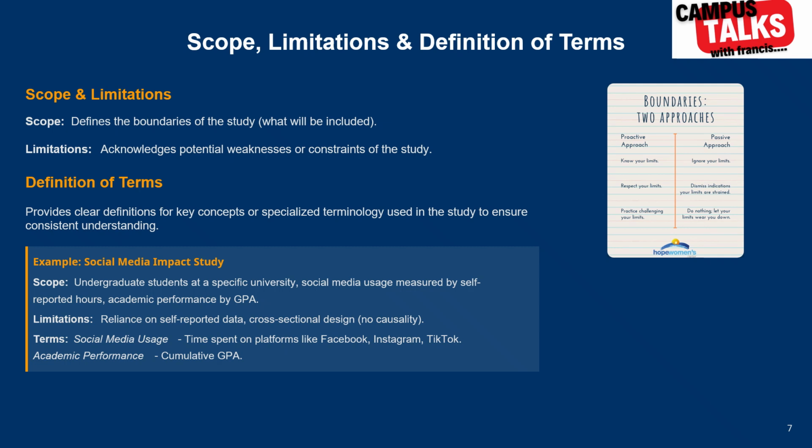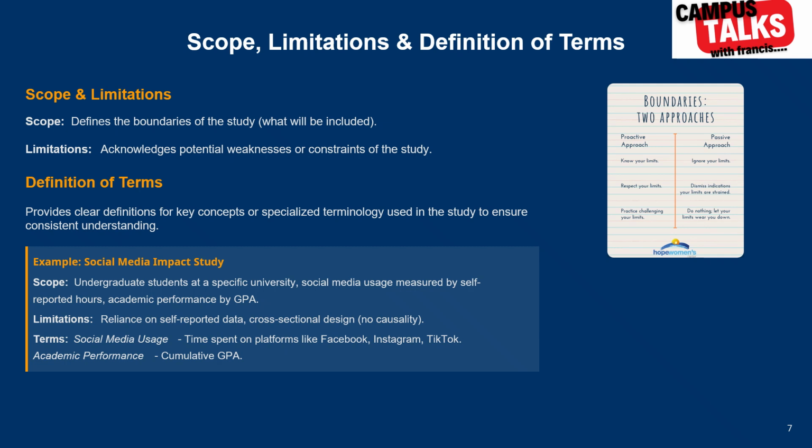For instance, with the social media study, your scope is just undergraduate students at a specific university. Social media usage measured by self-reported hours, academic performance by CGPA. For limitation, reliance on self-reported data, cross-sectional design, no causality.